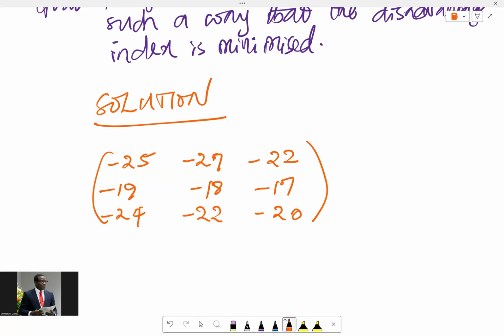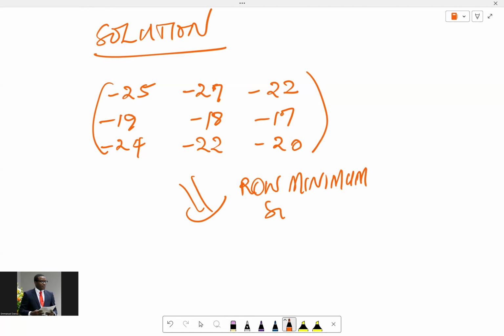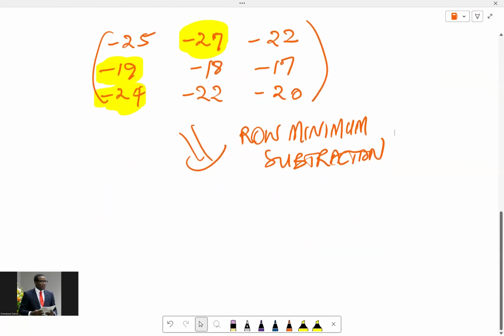The first step we want to do is the row minimum subtraction. What that simply means is that we identify the minimum value in each row. In the first row here, it's minus 27. In the second row, it is minus 19, I believe. In the last row, it is minus 24. Minus 24 is the least in the third row. So we then deal with that.